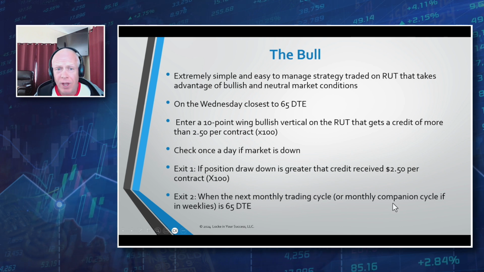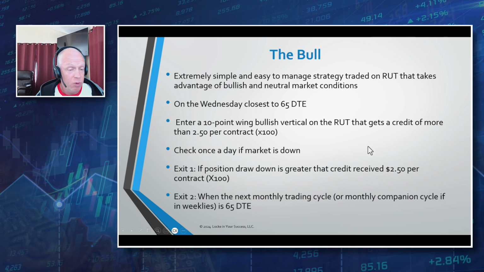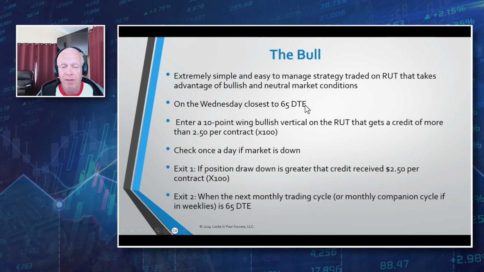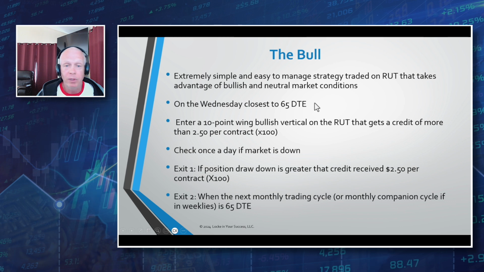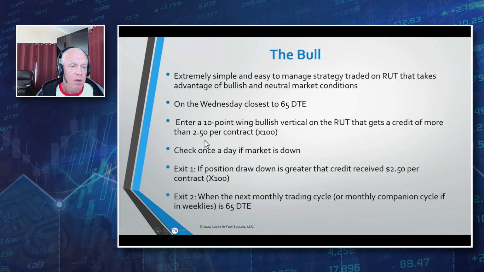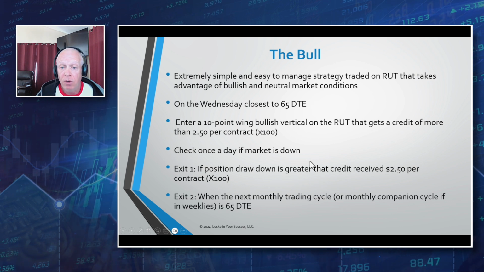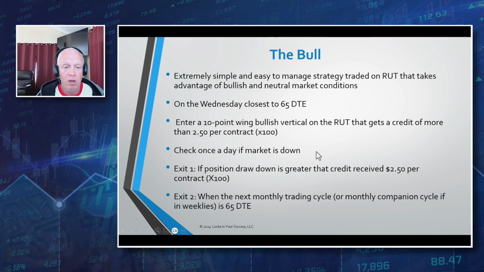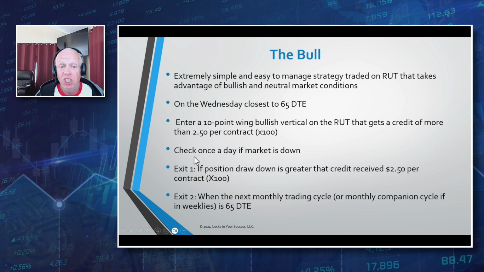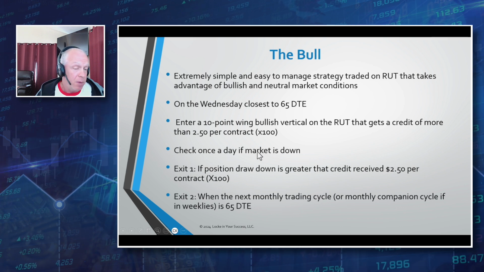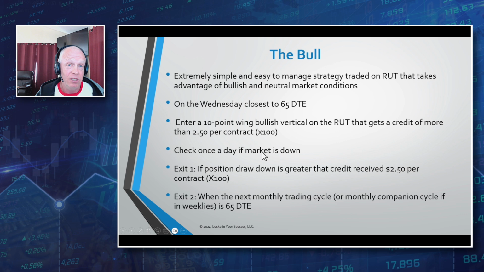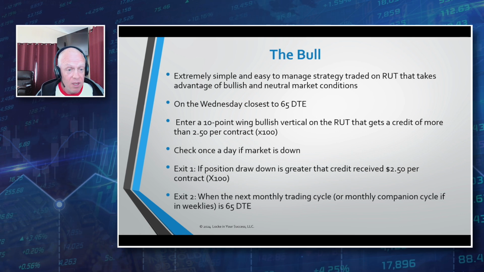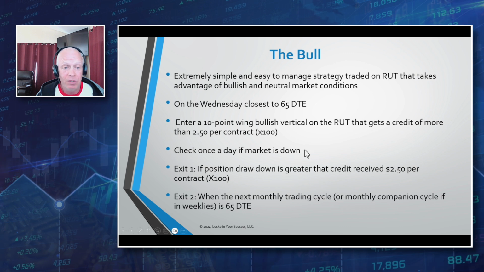So the way this strategy is traded, I'm going to show you the rules right here because they're really simple. On the Wednesday closest to 65 days to expiration, in our examples, we use the monthly cycle. We're going to enter a 10-point wing bullish vertical on the Russell 2000 that gets a credit of more than $2.50 per contract. And then from there, we're going to check this once a day if the market's down. If the market's up, we don't really need to check it. Even if it's down, unless it's down a lot, we usually don't need to check it. So it's very easy, very simple to manage.